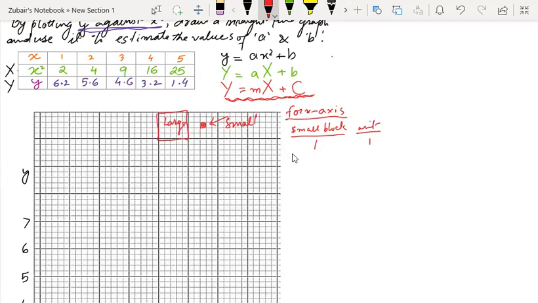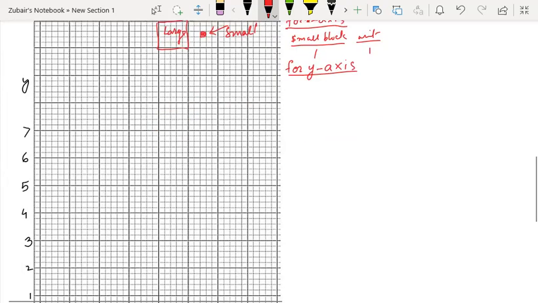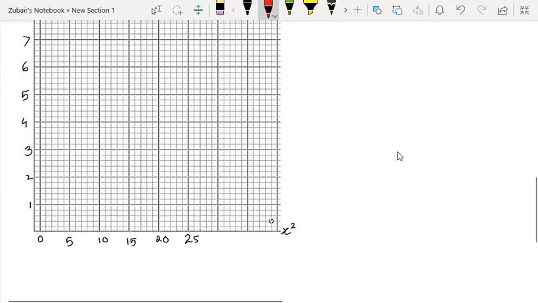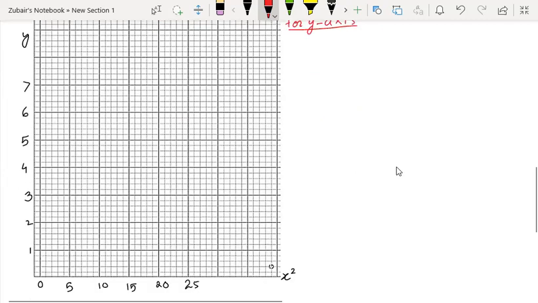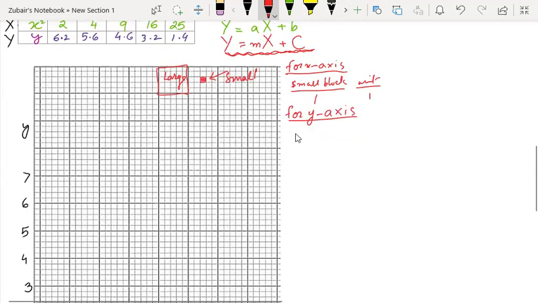Now on the y-axis, what will we do? 5 blocks are showing 1 unit. So here I am writing small blocks, and this is the unit. So 5 small blocks equal 1 unit.